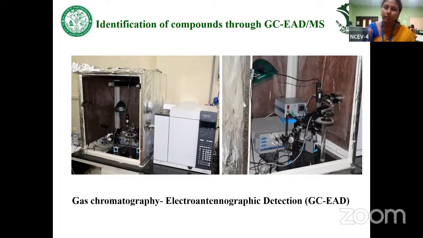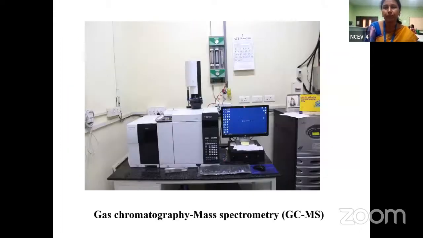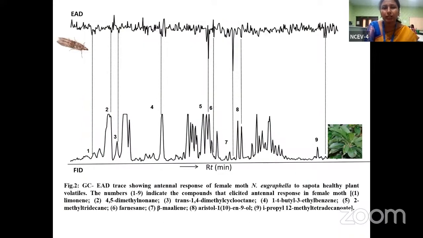Simultaneously, 2 microliters of a sample volatile was injected into the GC to check the response of moths. The EAD peaks, the responded chemicals, were identified by using GC-MS, that is gas chromatography coupled with mass spectrometry. So this is the GC-EAD trace, the antennal response of female moths to healthy sapota plant volatiles. The numbers denote the chemical compounds.